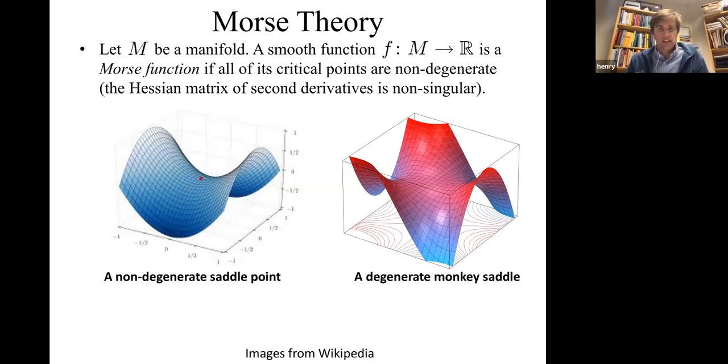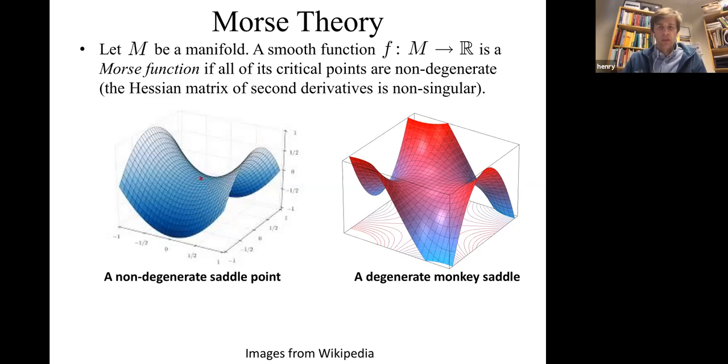Morse theory is classically defined in the setting of manifolds, these very smooth spaces, and a smooth function f from your space, your manifold, to the real numbers is said to be a Morse function if all of its critical points, the spots where the derivative is 0, are non-degenerate. So on the left, we have an example of a non-degenerate saddle point. On the right, we have an example of a degenerate monkey saddle.